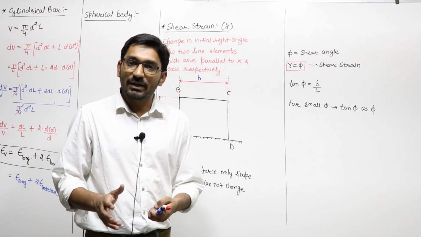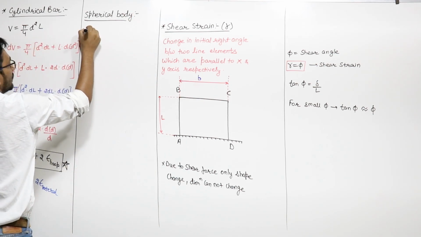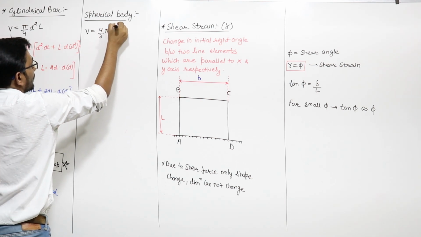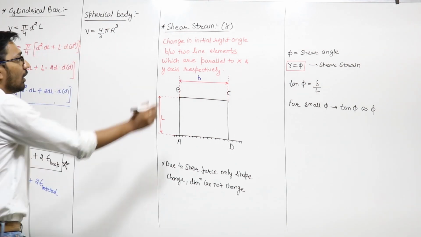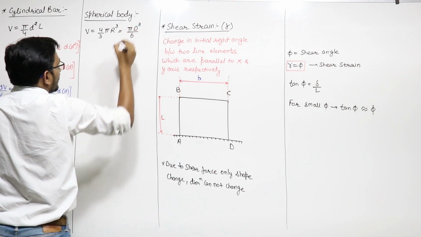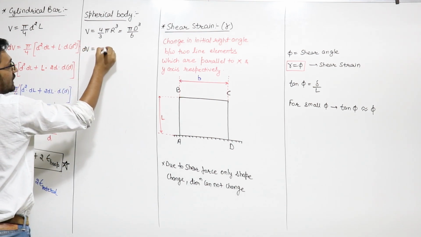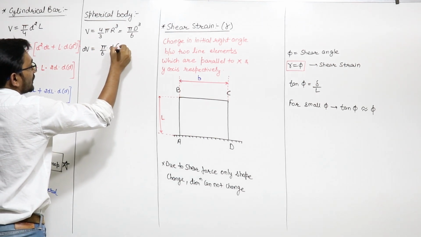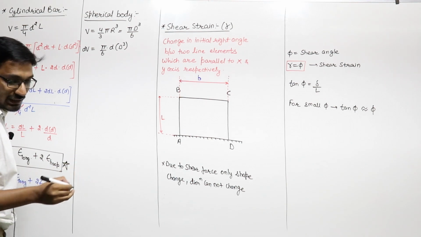The third type of body is your spherical body. The volume of a sphere will be 4 by 3 pi r cube, right? Or you can write it as pi d cube upon 6. If you want to find the change of volume, this is equal to pi by 6 common into differentiation of d cube, right?